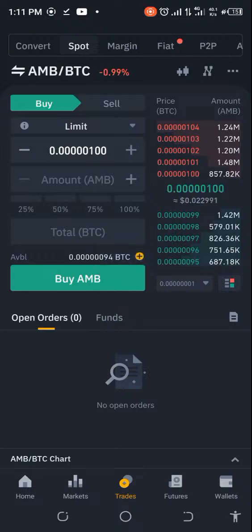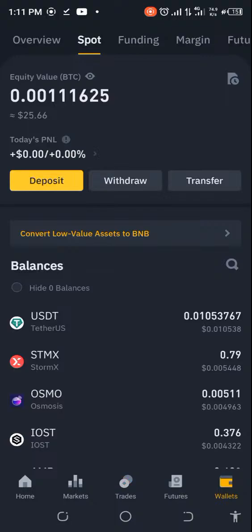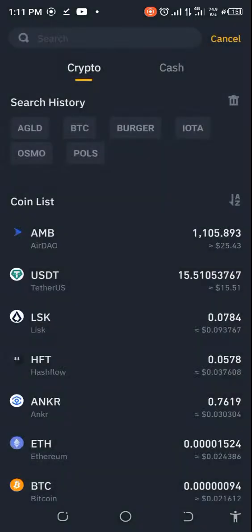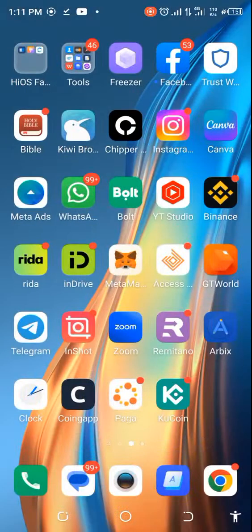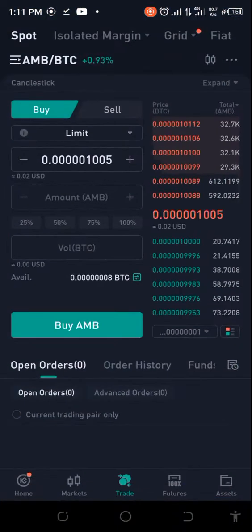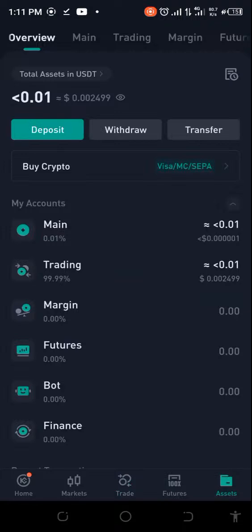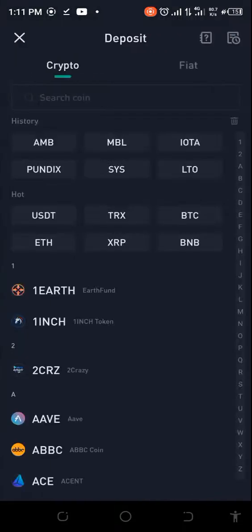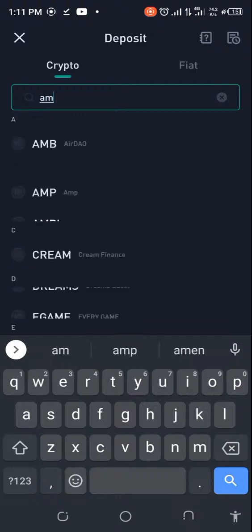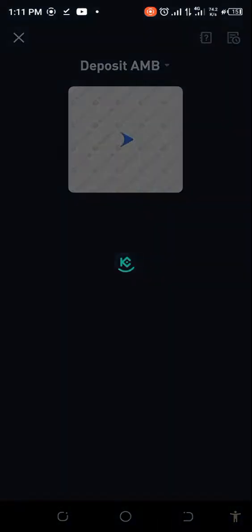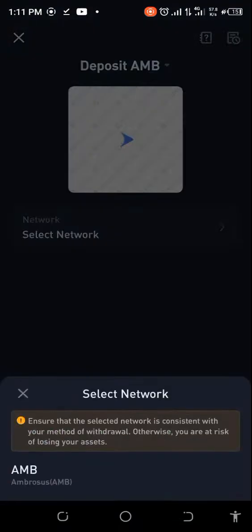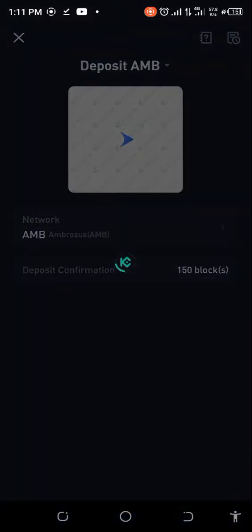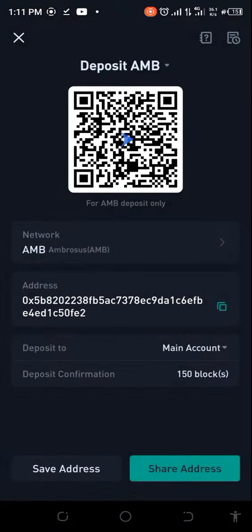Next thing now is that we have to send this over to KuCoin. So what we're going to do is go to withdraw. Once we've gone to withdraw, we're just going to get the deposit address from KuCoin. So what's the deposit address? Let's go there. Deposit, and we put the AMB there. Then we'll copy it. We're just going to have to copy the address. We have everything there. You just see it's AMB.